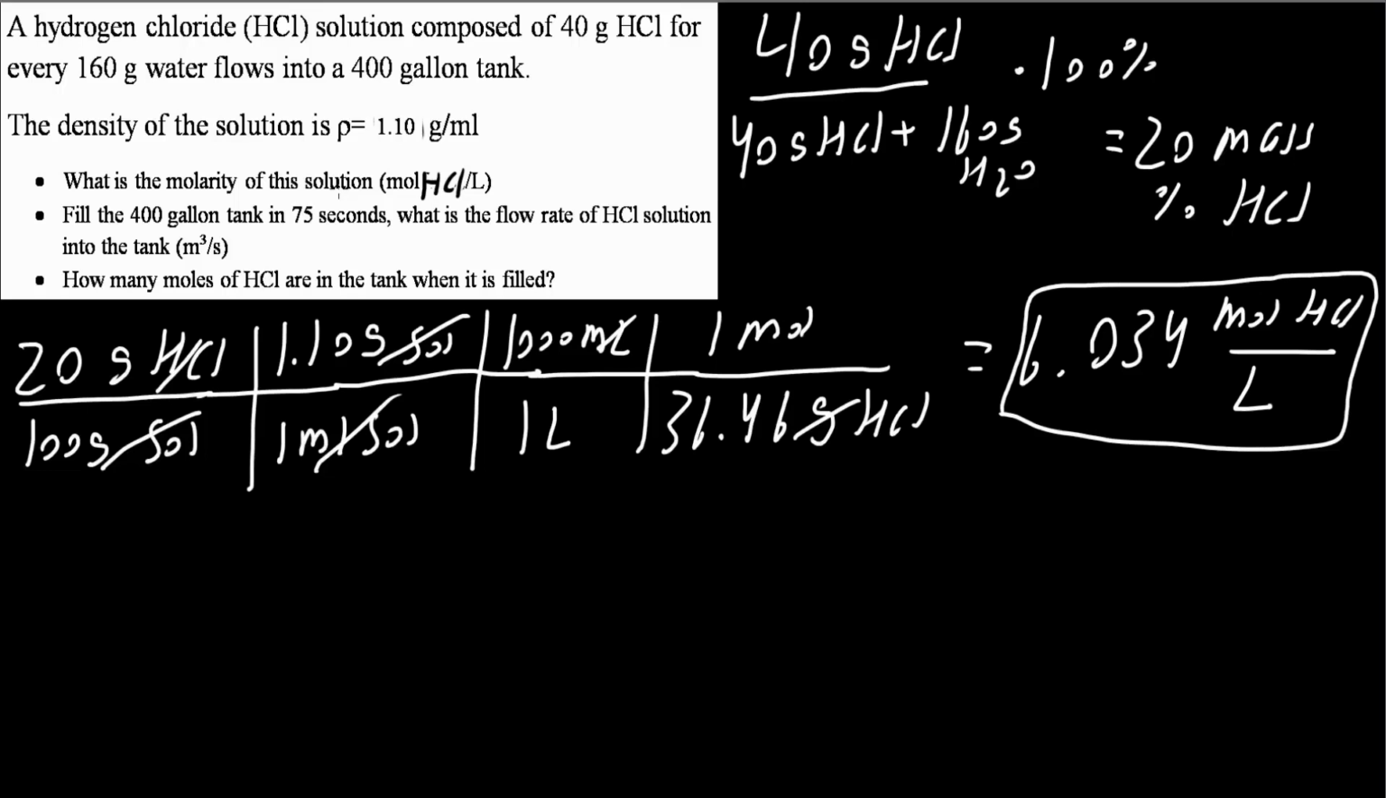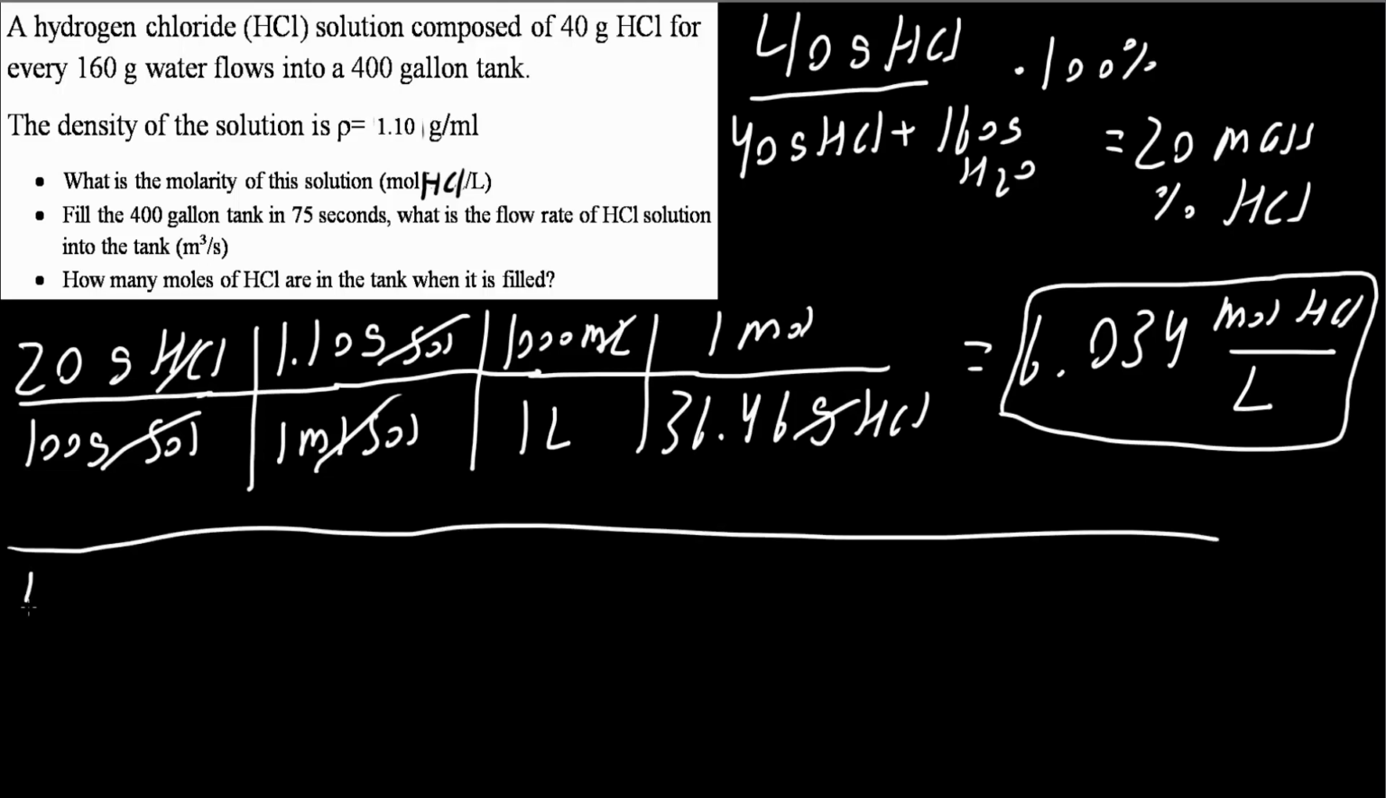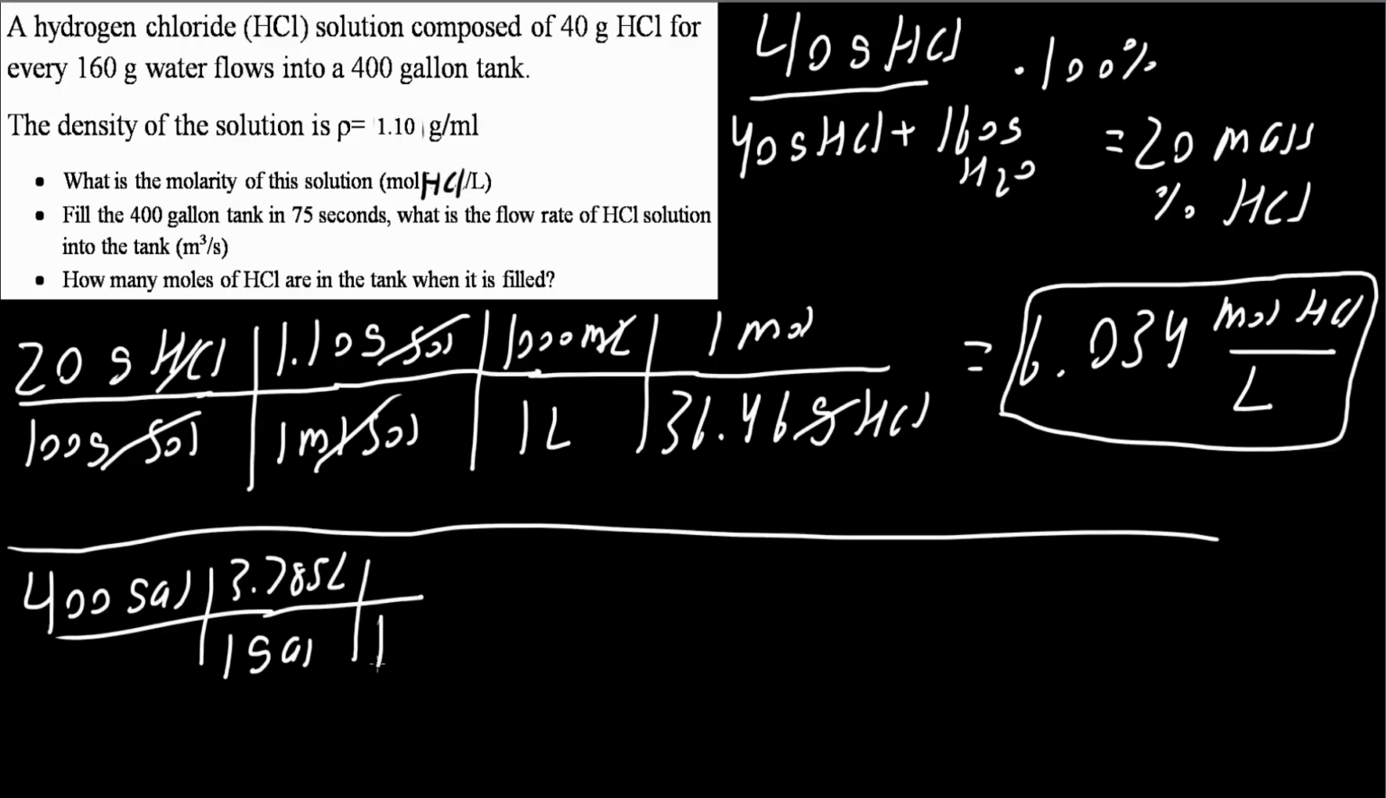Next, we're going to want to get the second problem. Fill the 400-gallon tank in 75 seconds. Find the flow rate in terms of meter cubed divided by seconds. So we could say that 400 gallons, 1 gallon is 3.785 liters, and we know that 1,000 liters is 1 meter cubed. So this right here would equal 1.514 meter cubed. So we want meter cubed per seconds. So that would be pretty simple.